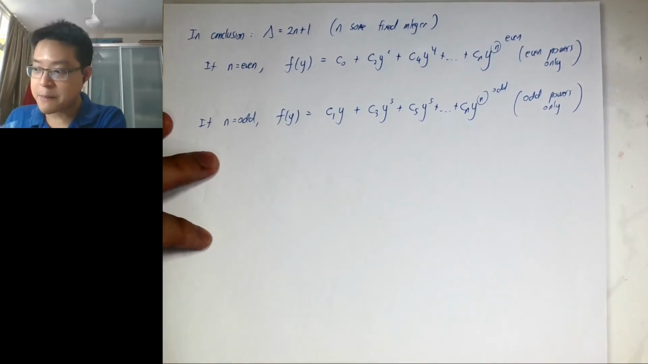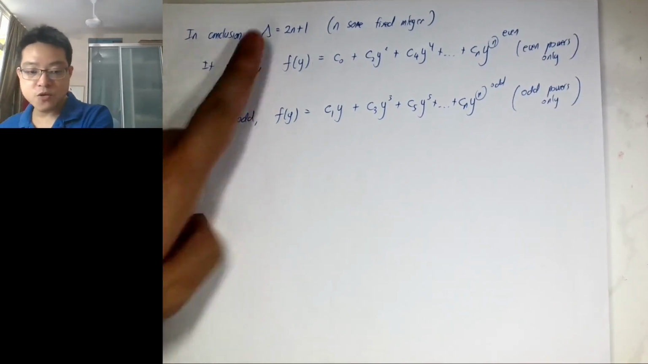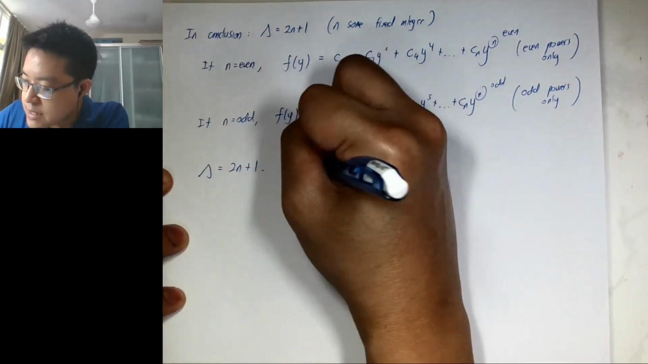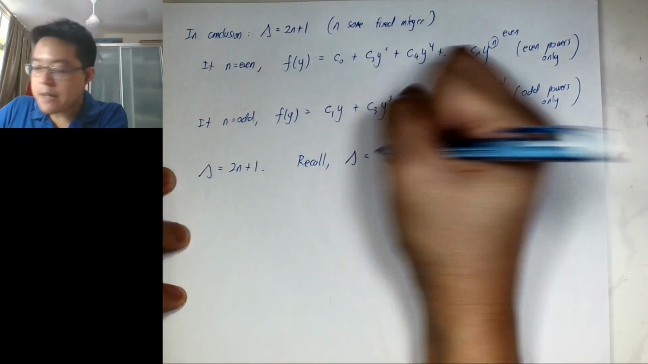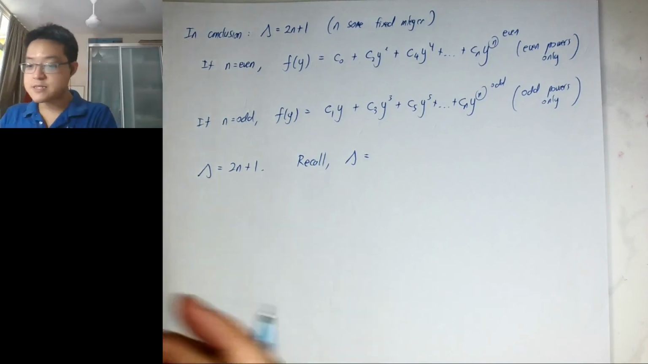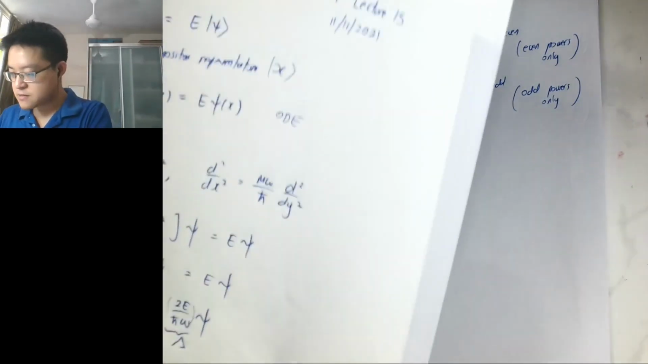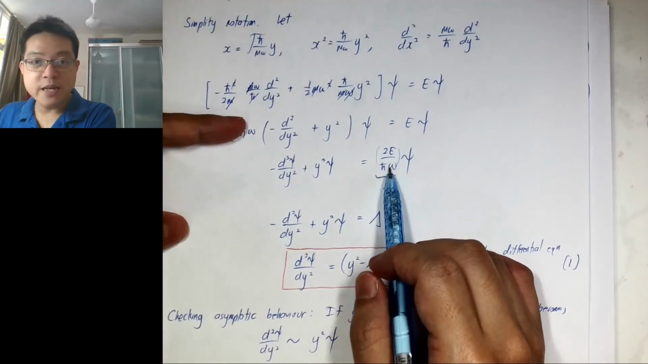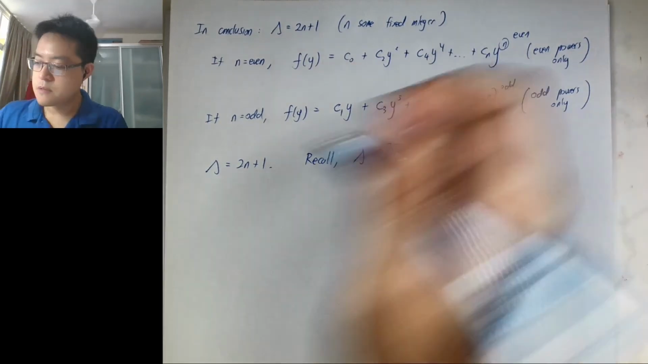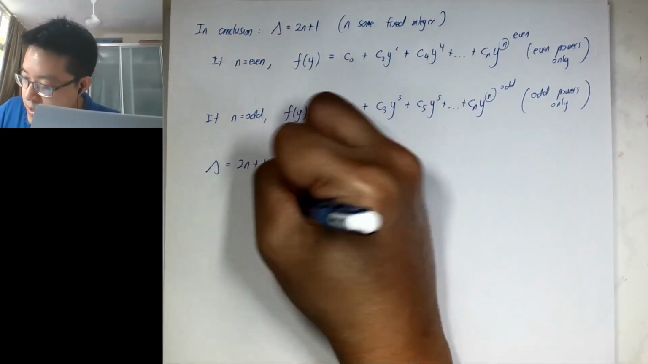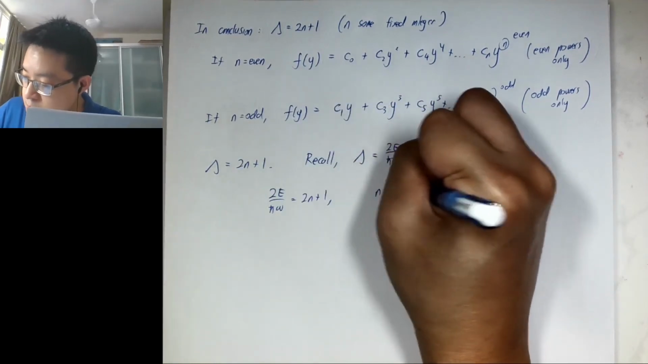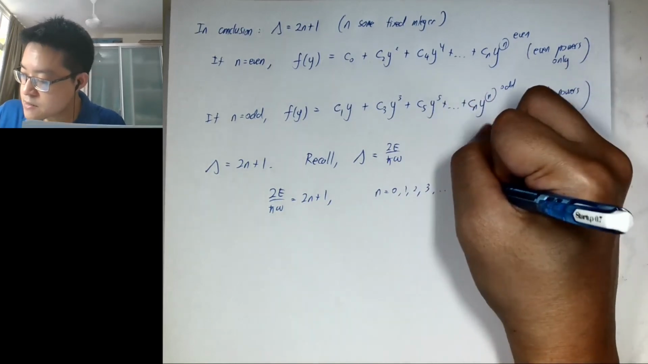But let me show you this part. Let's come back to lambda, right? So we chose lambda to be 2n plus 1. Recall what lambda was. Lambda is just a constant which we defined to simplify our constants. Lambda is 2E over h bar omega. Right? So we are saying that 2E over h bar omega is 2n plus 1, and n is some fixed integer, whatever fixed integer.